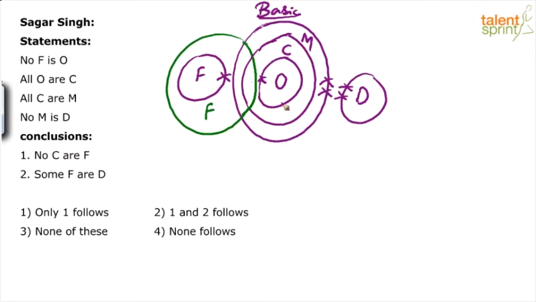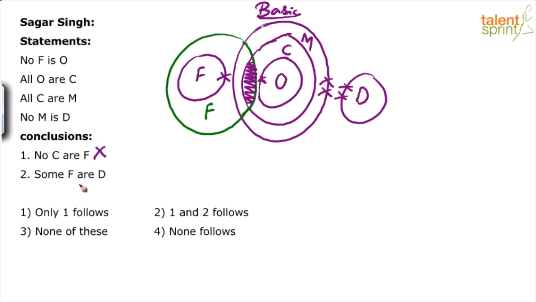Now the moment you draw F in this fashion, what happens? You find that F and C overlap. Even without drawing this possible diagram in green, you would know that F will not touch O, but F can come and touch C, F can come and touch M, etc. So no C are F, though it satisfies the basic diagram, should be taken as a wrong conclusion, because it fails in the possible diagram.